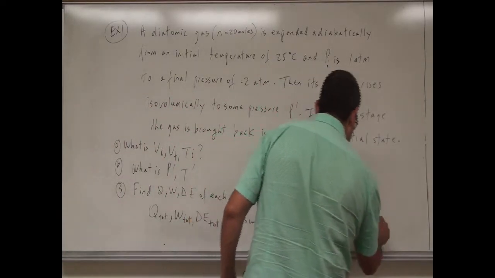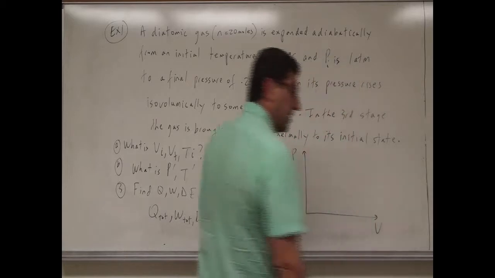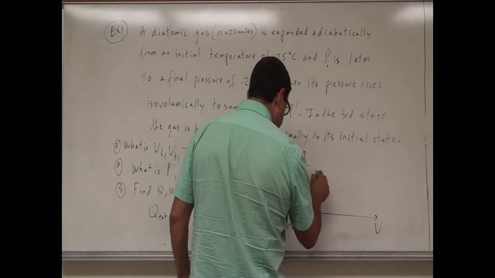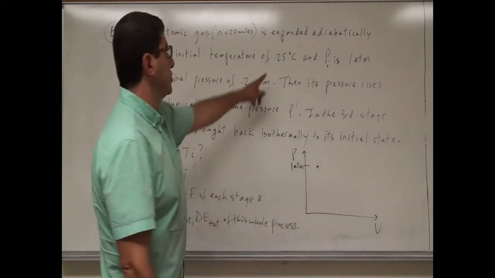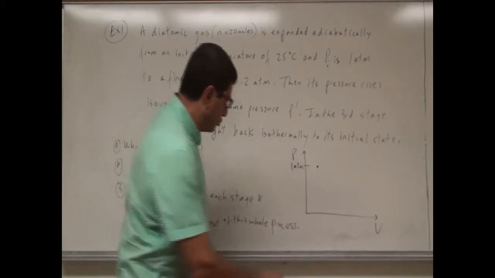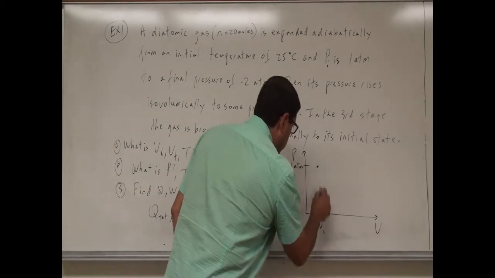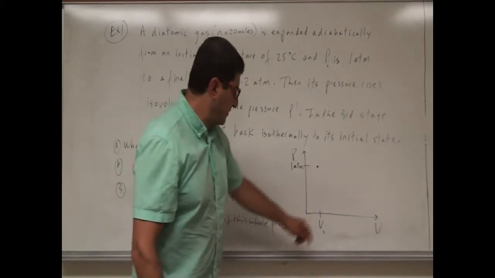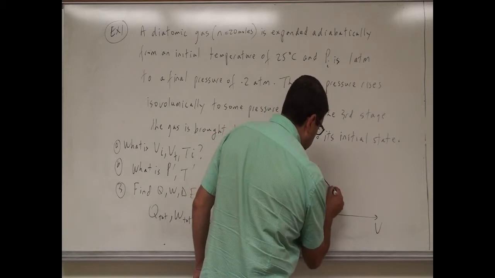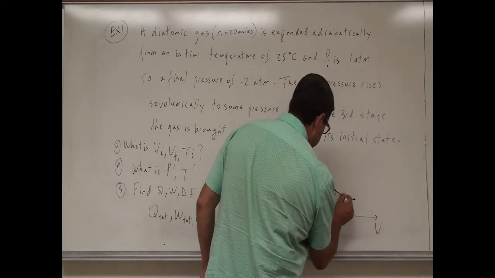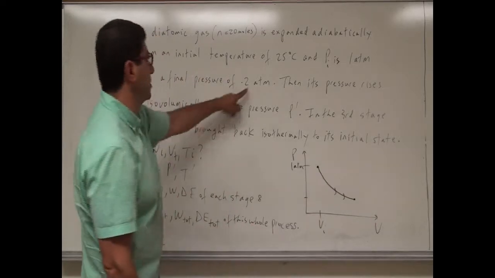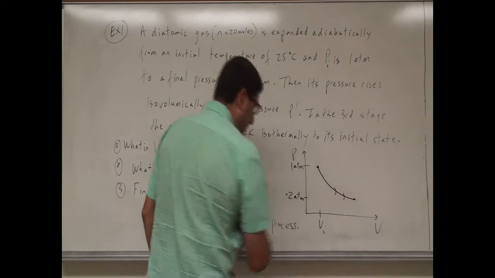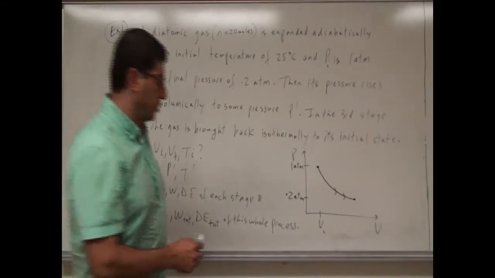It's always important to draw a PV diagram and to visualize what is happening. The initial pressure is 1 atmosphere. We know the initial temperature is 25 Celsius. We don't know the initial volume, V initial. So the pressure is 1 atmosphere, the volume is some volume V initial. Then you're going all the way down adiabatically to a pressure of 0.2 atmospheres. Then we are going up isovolumically.